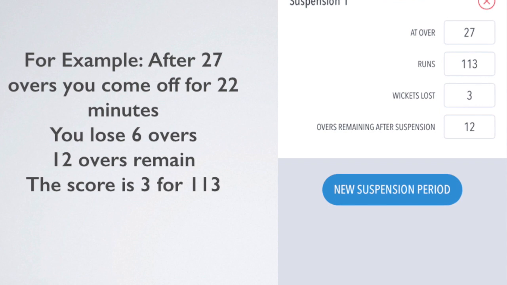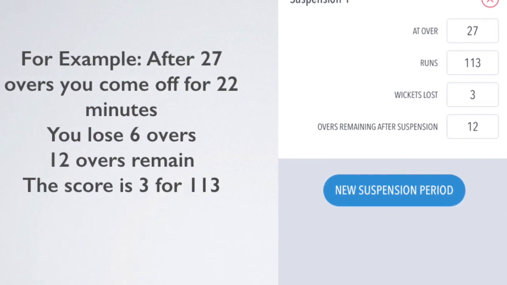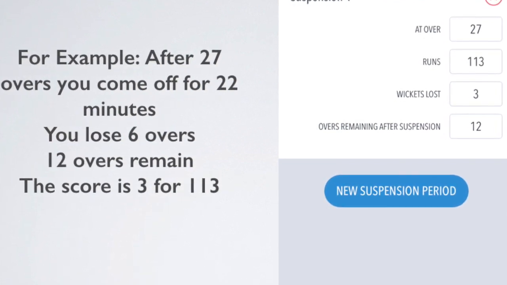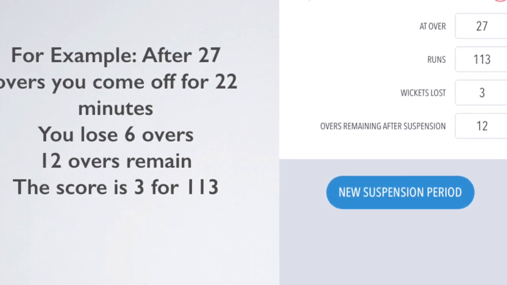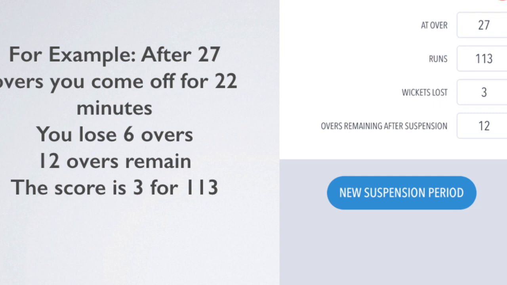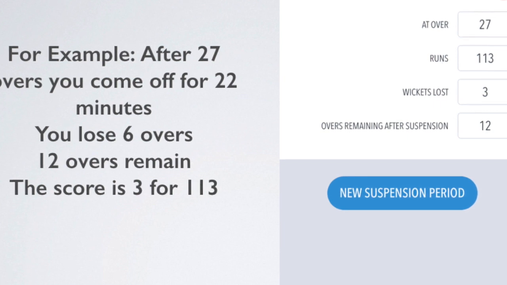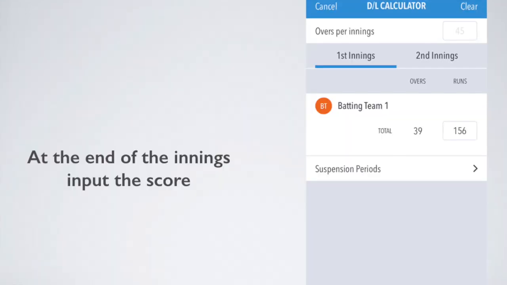The score is 3 for 113. So all you do is input them at over 27, at 113 runs at 3 wickets. We're going back out with 12 overs left to bowl. Okay, then you press the next one, and it asks, do you want another suspension period?